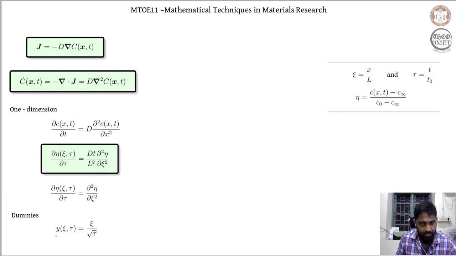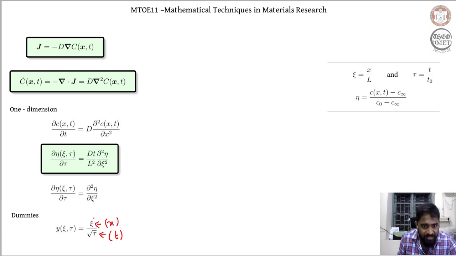This dummy variable includes the position term, the non-dimensionalized version of x, and the time term, the non-dimensional version of time. Again, the dummy variable is introduced to convert my PDE to an ODE so that I can easily solve it, and this is the way the dummy variable is equated to the existing terms.